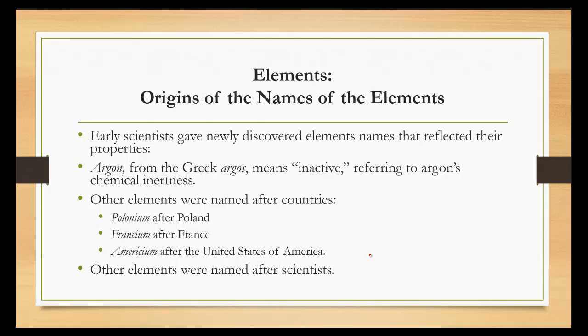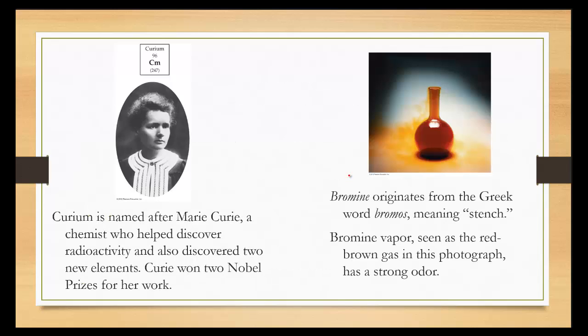Early scientists gave newly discovered elements names that reflected their properties. For instance, argon came from the Greek word argos, which means inactive, referring to argon's chemical inertness, the lack of reactivity of argon. Other elements are named after countries: polonium for Poland, francium for France, and americium for the United States of America. While other elements are named after scientists. For instance, curium is named after Marie Curie, a chemist who helped develop radioactivity and also discovered two elements, and later on won 2 Nobel prizes for her work.